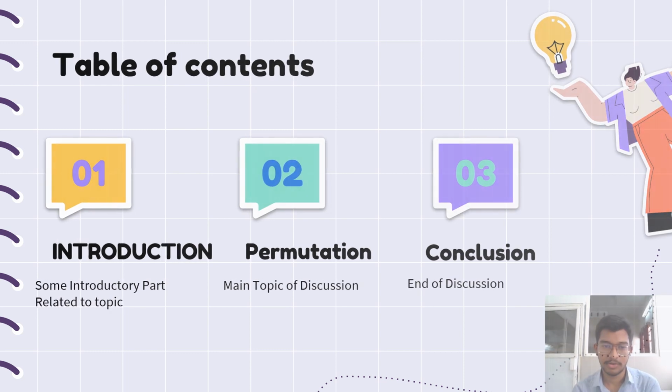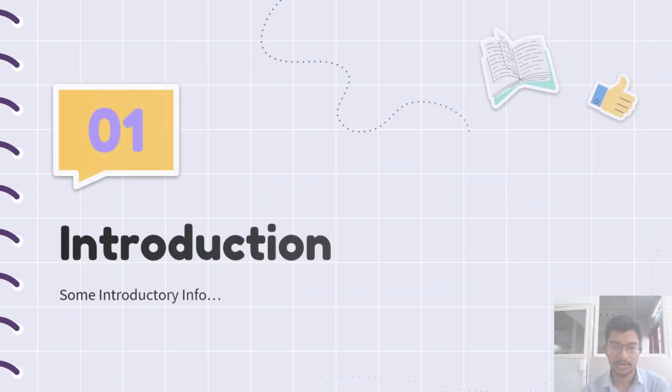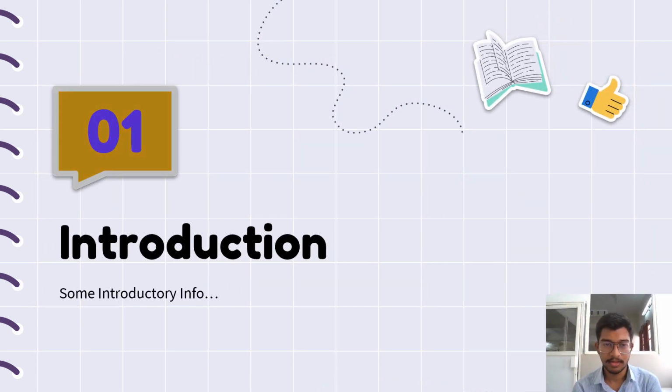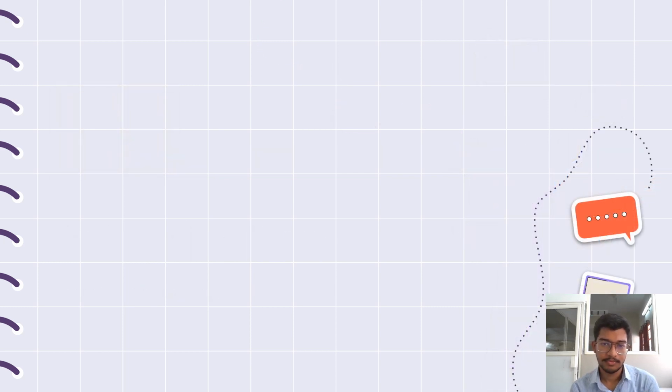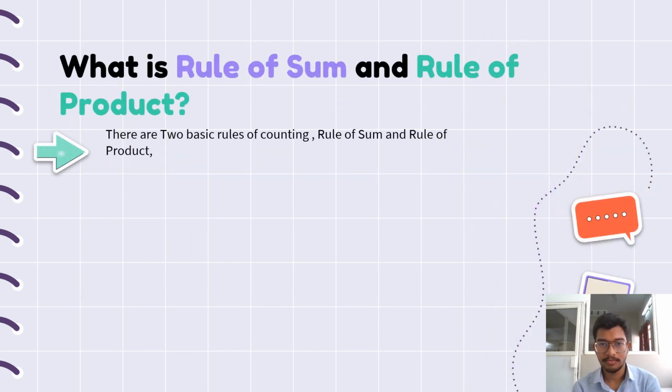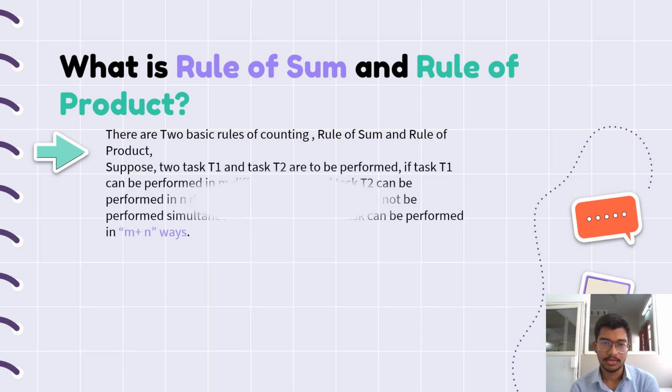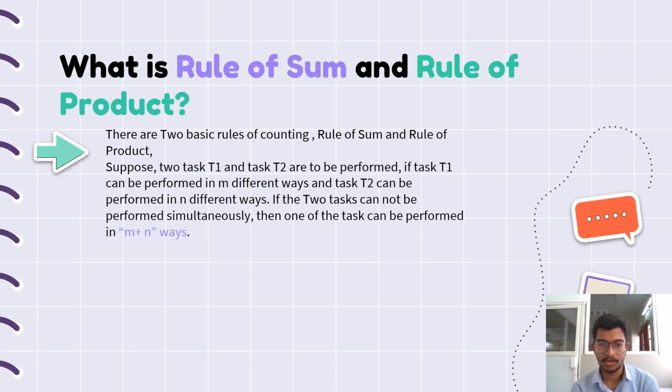So the introductory part will be, before we get into permutation, we have to study some basics. The first one is rule of sum, and the second one is rule of product. So there are two basic rules of counting, rule of sum and rule of product.